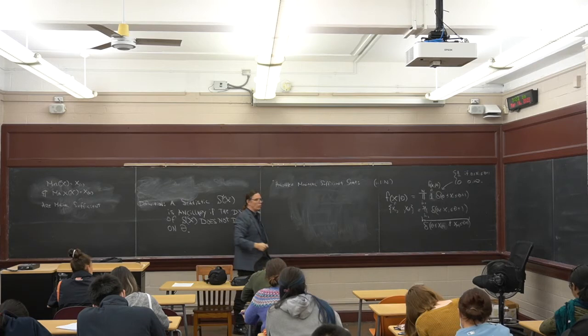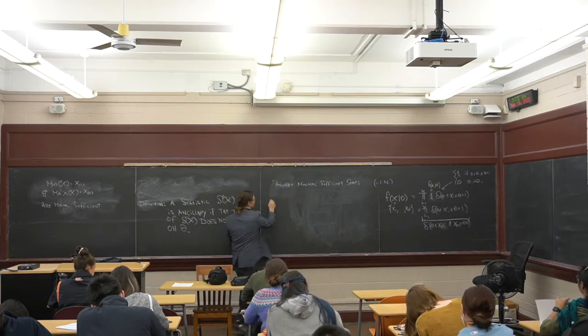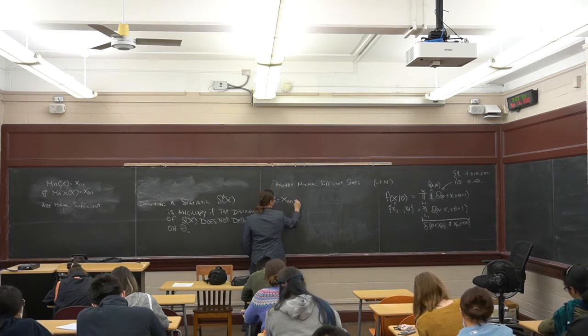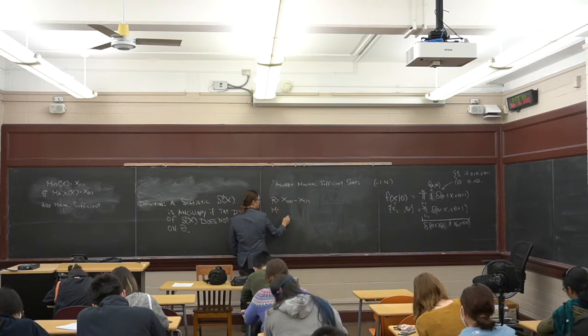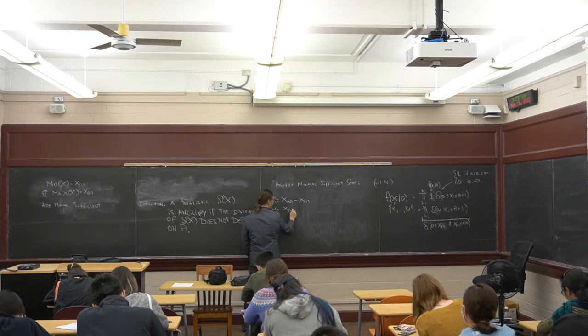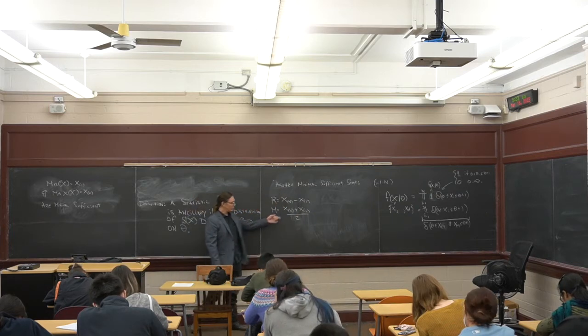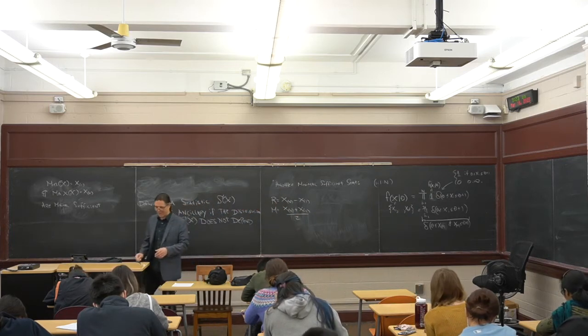And this is about what we studied from the very beginning of class. So the range, which is xn minus x1, and the mid-range, which is the arithmetic average of the max and the min.